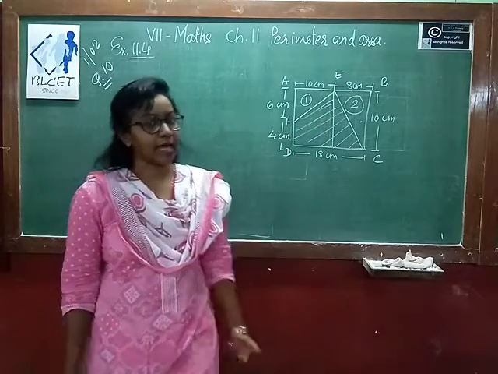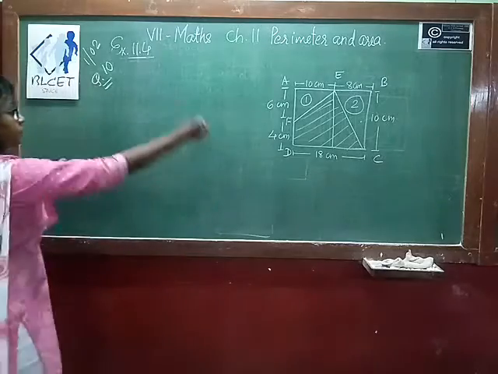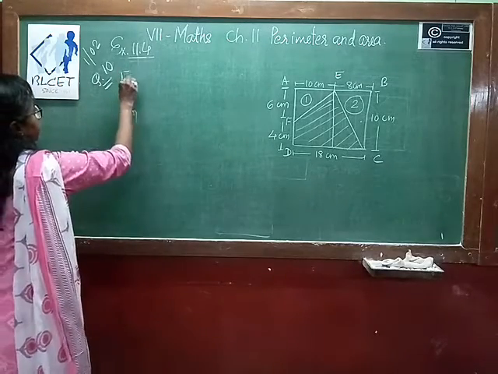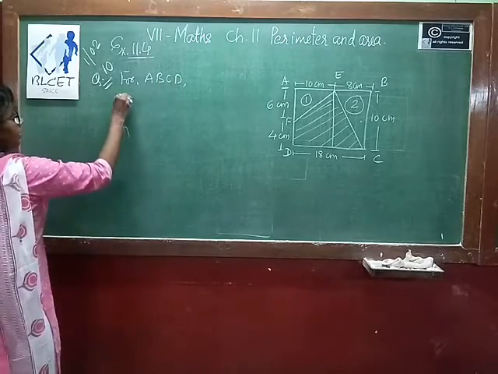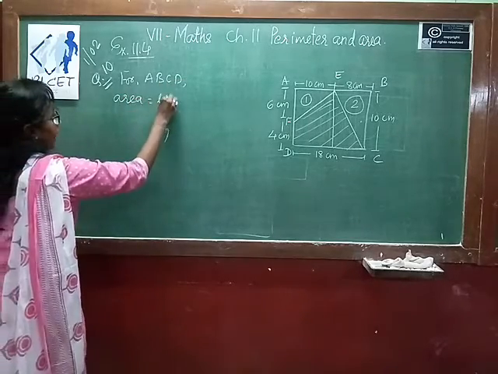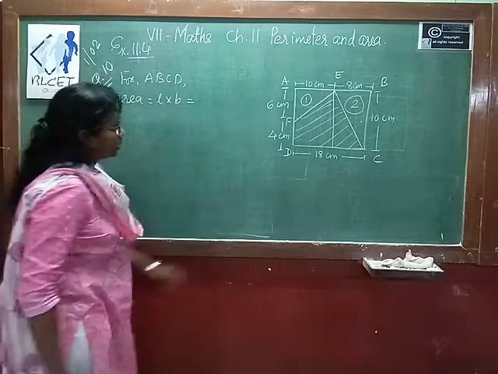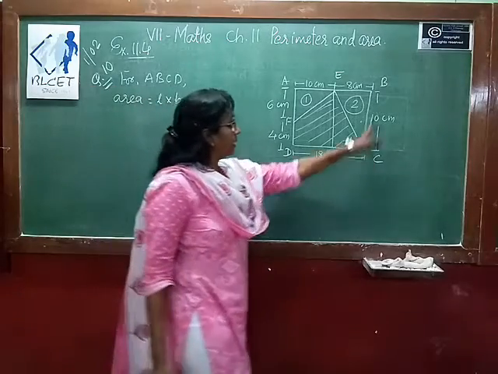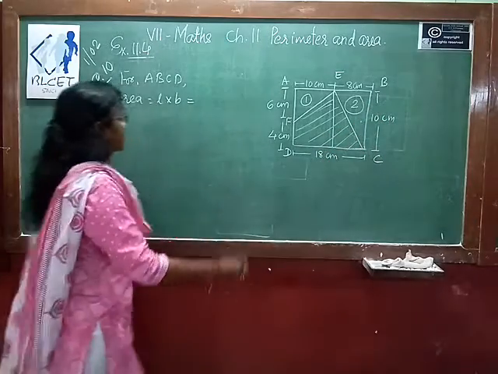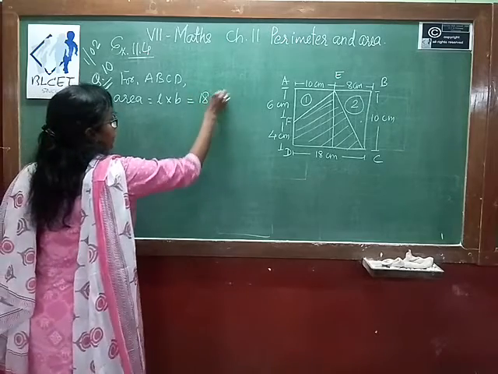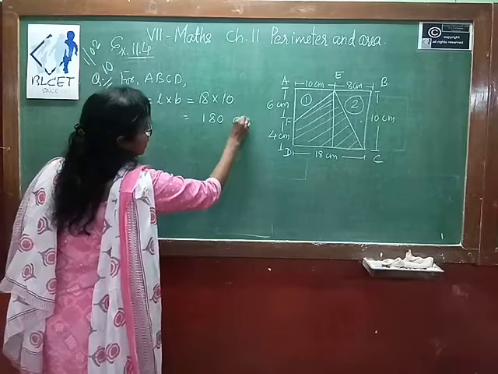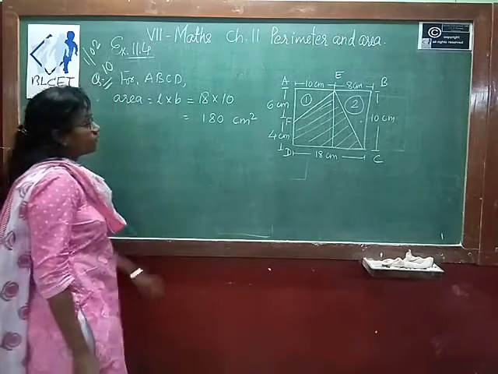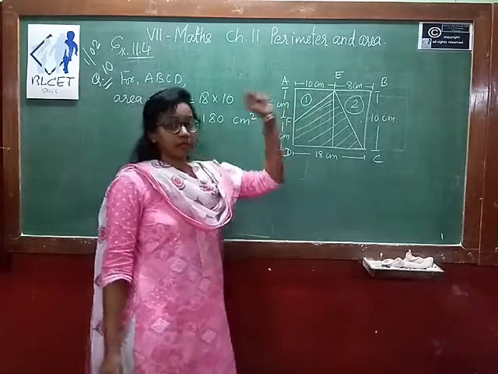So let's start. For ABCD, area is equal to L into B. Here your length is 18 centimeter and breadth is 10 centimeter. So 18 multiplied by 10. So what is the answer? 180 centimeter square.